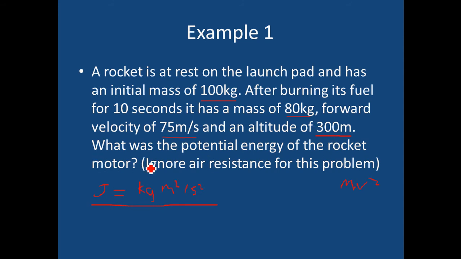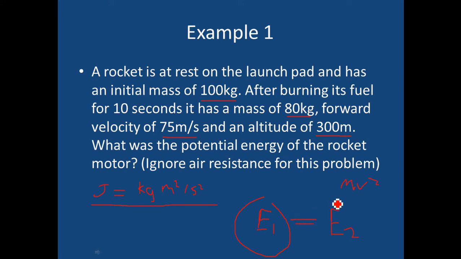Anyway, how are we going to go about computing this potential energy? Well, we'll use this principle: E at the beginning equals E at the end. So we just have to figure out all the types of energy that it has. At the beginning, all it has is the potential energy because it's at rest at ground zero. So it has no kinetic, no gravitational potential. It just has this potential energy of the rocket motor.